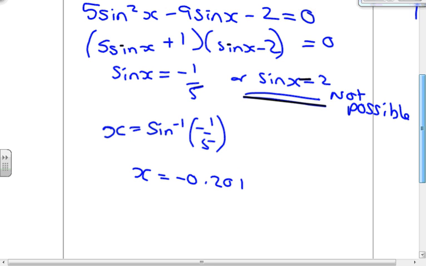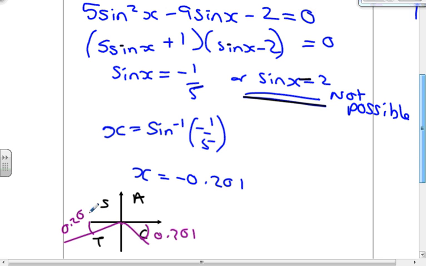So if I have a look at the CAST diagram, so that's C-A-S-T, and I'm looking at minus 0.201. So sine is negative in cos, it is also negative in tan, so I have one over here as well, which is also 0.201 from the x-axis.